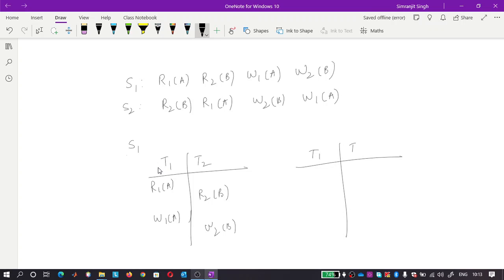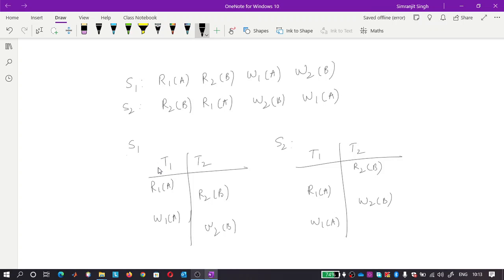So maybe S2 will be a serial transaction. Okay, so R2B. Okay, so it is again a non-serial transaction. I think it is a non-serial transaction. So I don't think that you will be able to find the result here. Okay, so check it. R2A, R1A, W2B, W1A.